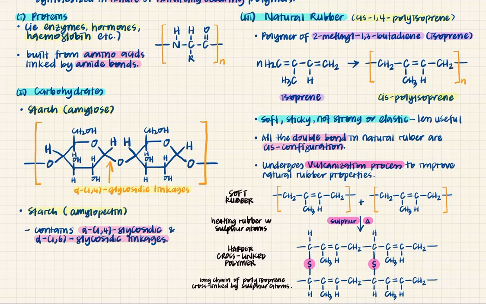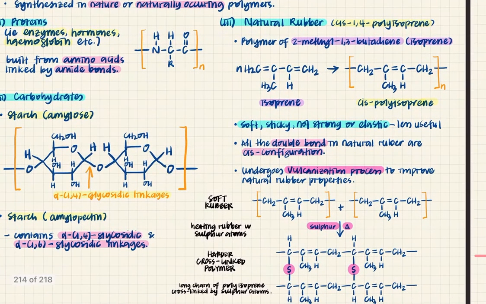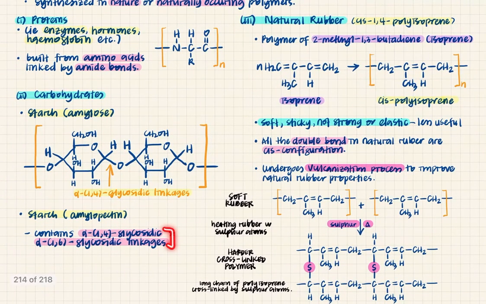I don't think you have to remember this structure because it's too complicated for you, but just know the type of linkage, just be aware of it. So for amylopectin, it has the alpha-1,4 glycosidic and alpha-1,6 glycosidic linkages. So instead of 1,4, it's 1,6. Okay, I mean, it has this combination.